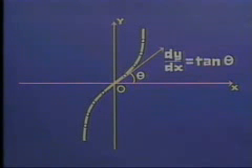As you know, dy by dx gives us the slope of the tangent to the curve. If we consider a curve as the path traced by a moving particle, then the tangent at any point gives the direction of motion of that particle at that point.